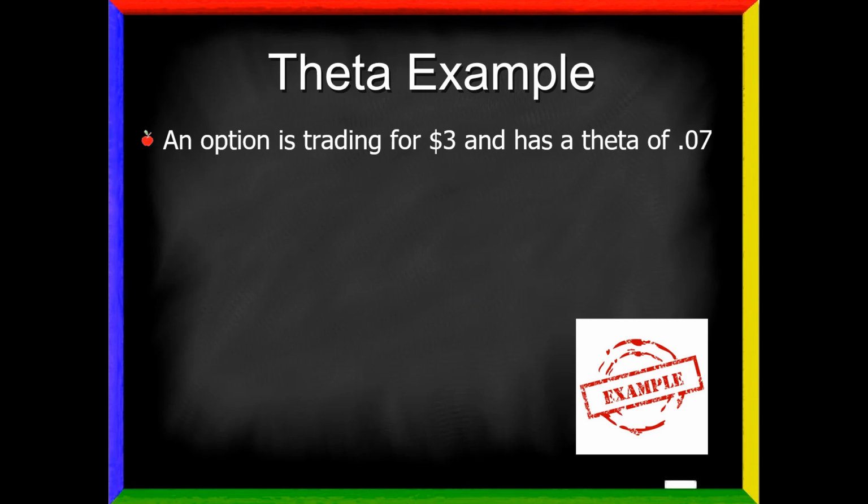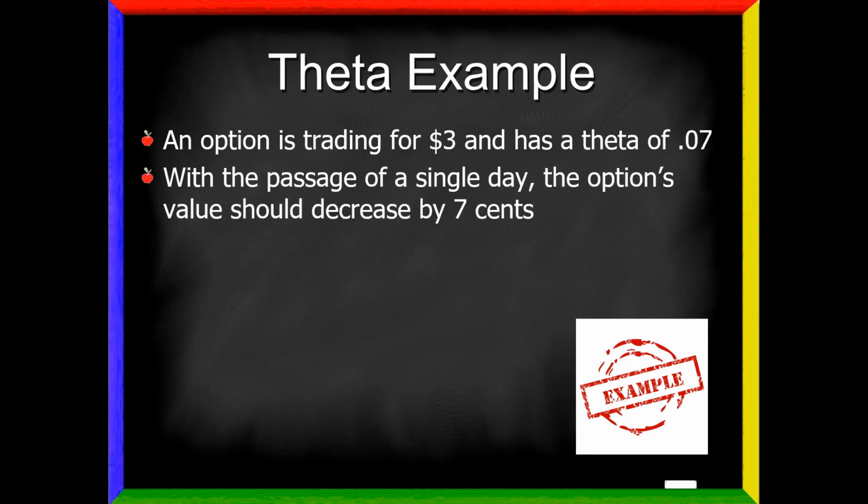So let's take a look at an example. Let's say you've got an option that's trading for $3. You look at your broker's platform and it says it has a Theta of 0.07. What that means is that with the passage of a single day, that option's value should decrease by 7 cents, and the new value will be $2.93. Why do I say should decrease? Because like all things with Greeks and options pricing, it assumes that all other factors remain the same.